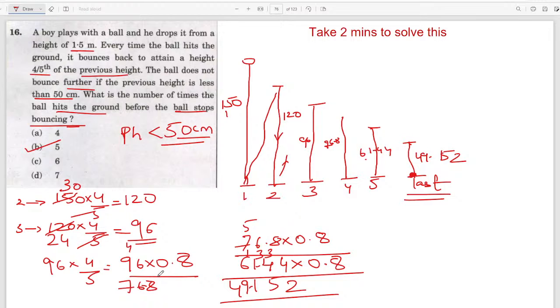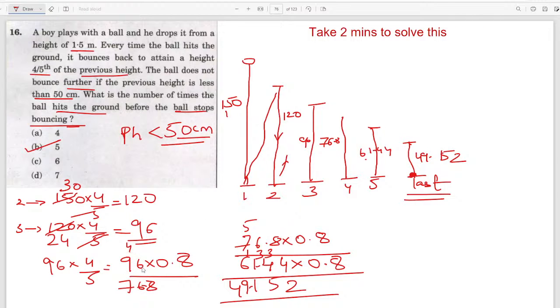Fourth time it is 56. No, it is 76. 96 into 0.8 is 76.8. So fourth time it is 76.8, not 56.8. It is 76. This is 76.8.